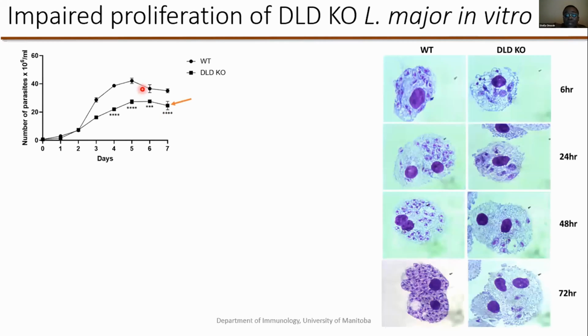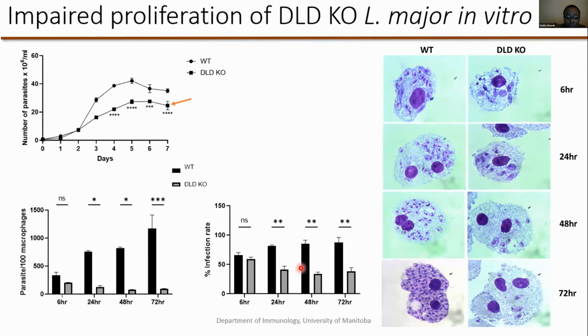I also wanted to see whether these parasites were compromised in macrophages because they are the permissive host for amastigote replication. And so I infected bone marrow-derived macrophages with wild-type or DLD knockout parasites and tracked infection in Giemsa stain over a microscope. And you can see that in cells infected with DLD knockout parasites, they had reduced proliferation over time compared to the wild-type groups. The DLD knockout parasites in these cells also look quite different from those of the wild-type group.